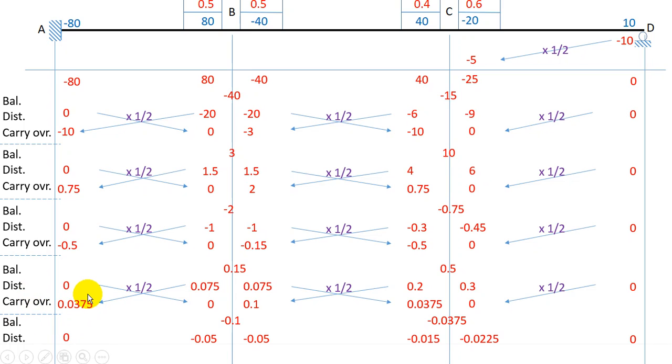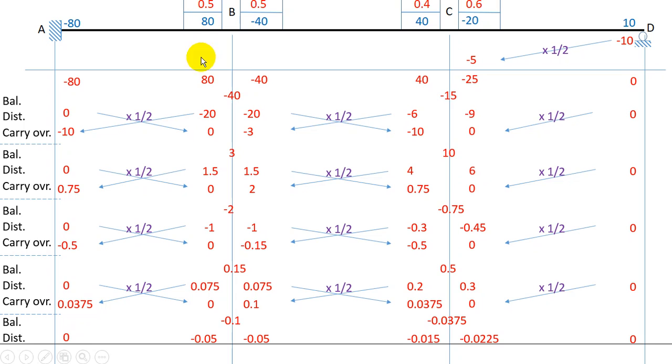Now we'll get the final moments. We just have to sum it up. Sum up from this value to this value, everything that is in the perfect vertical line, we have to add it up. Notice that you should not add these distribution factors. You have to add only the moments.